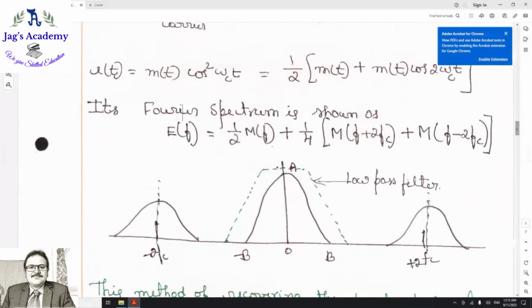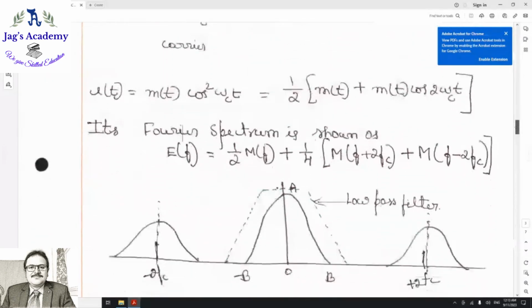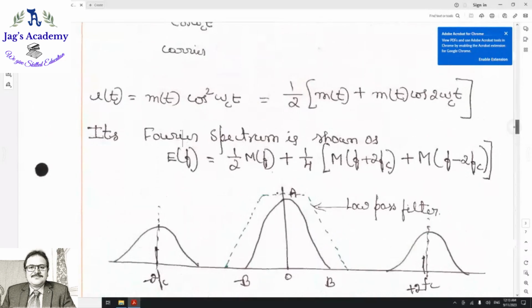This is the signal. Once you multiply m of t into the incoming signal, see, this is a demodulation process. I have already explained you about this, okay? So try to come early. I am not going to wait for more than 5 minutes. I will start my lecture as soon as I come.